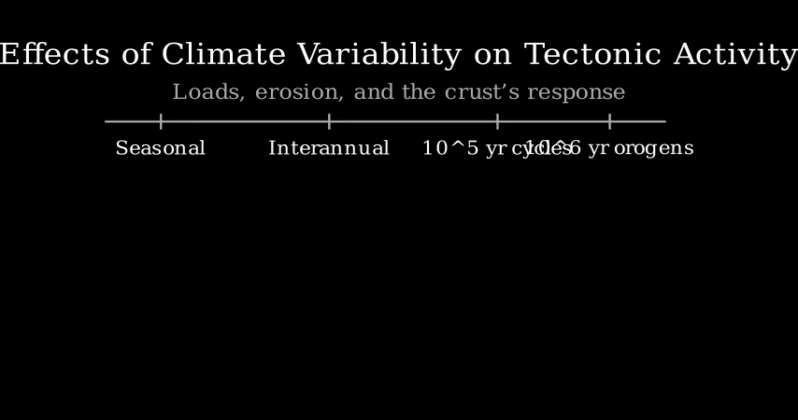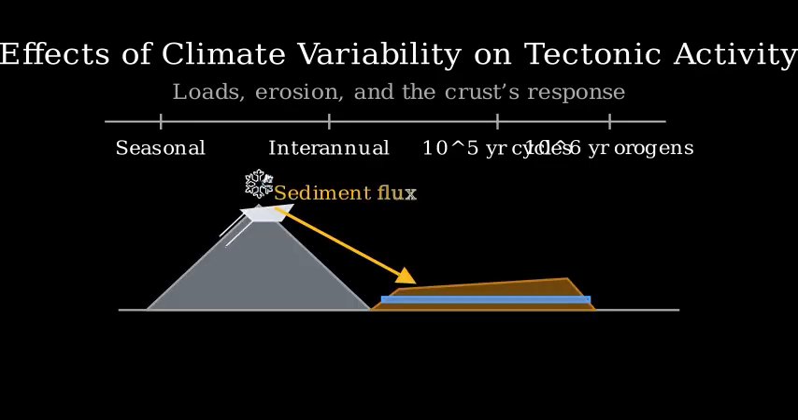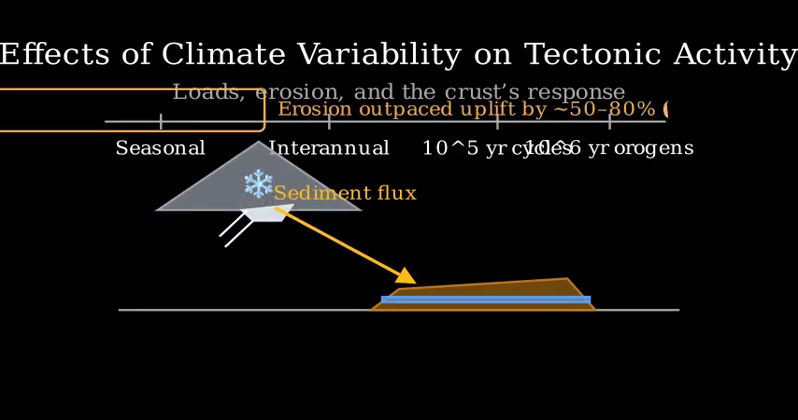First, glacial to interglacial cycles. We'll draw an uplifting mountain wedge, a glacier cap, and a basin receiving sediment. During glacial maxima, ice scrapes and quarries rock. During interglacials, meltwater boosts erosion. When climate shifted near 1 million years ago, St. Elias in Alaska saw erosion outpace uplift by roughly 50 to 80% by volume. The range lost mass faster than it was built.